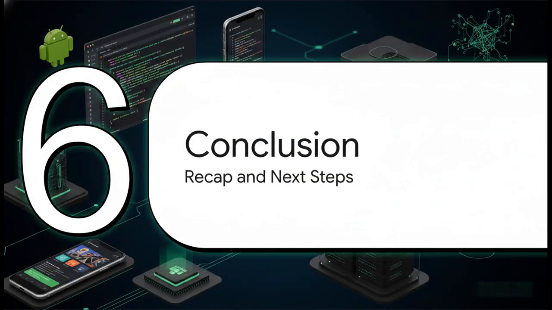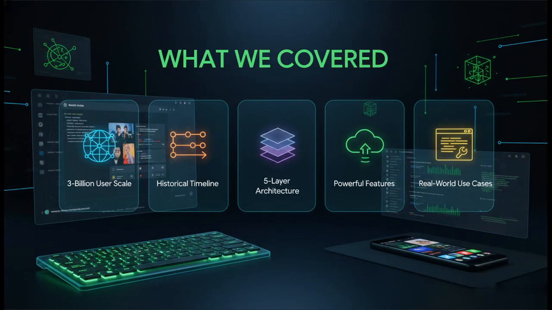Section 6, Conclusion. Let's recap and talk next steps. To ease your cognitive load and bring this all together, let's recap. We started with that mind-blowing 3 billion active user scale. We took a fun trip through the historical timeline, from Cupcake to modern numerical updates. We outlined powerful features like multitasking. We dissected that 5-layer cake architecture, and we explored the real-world toolkits and use cases that totally define modern development.